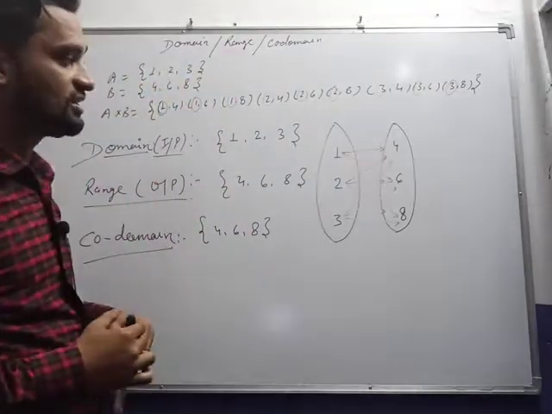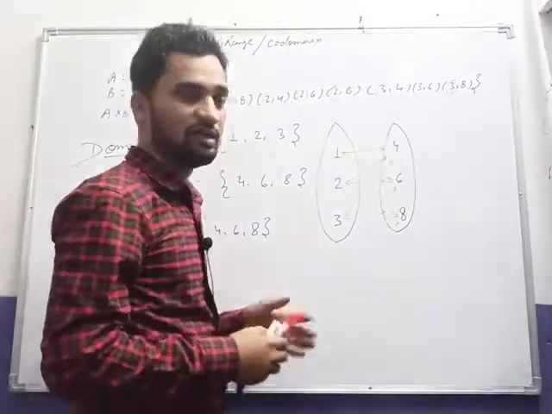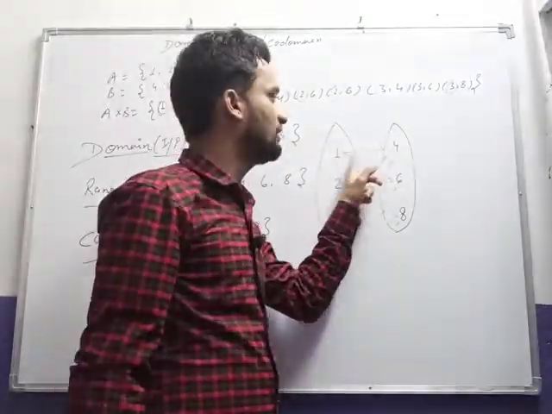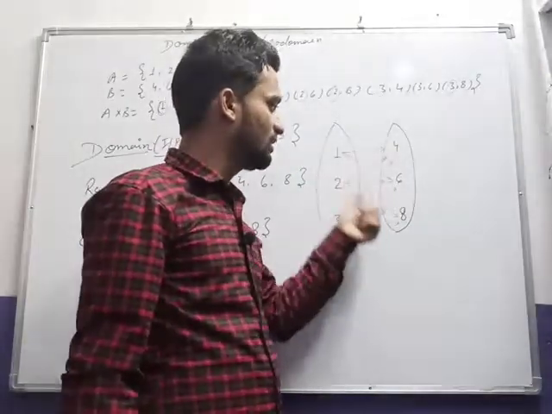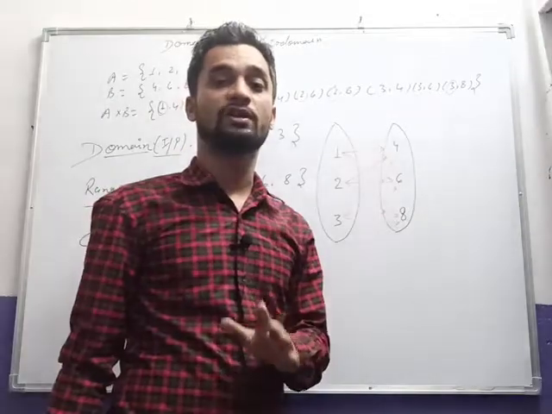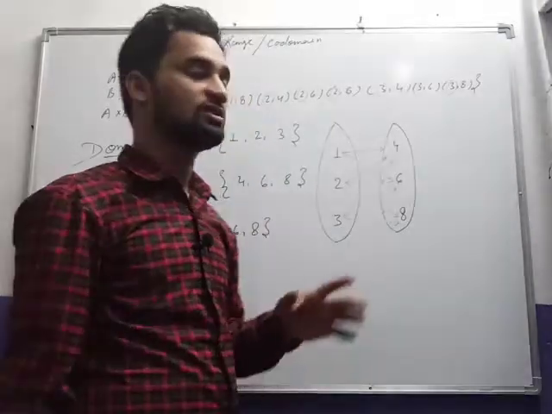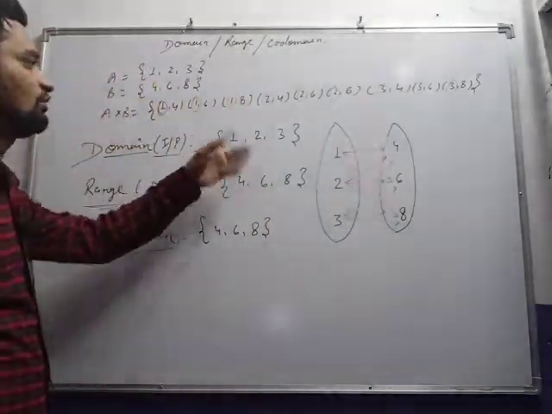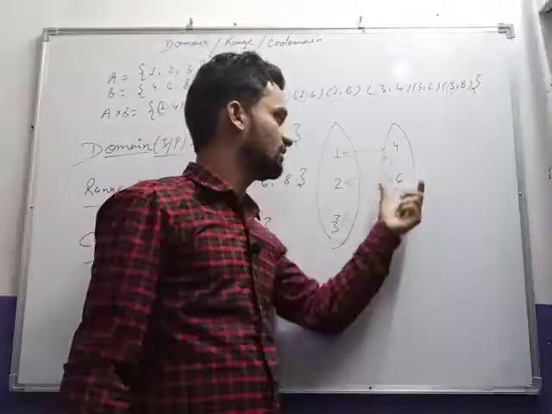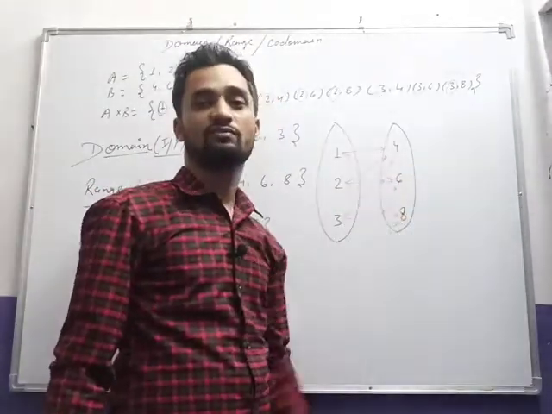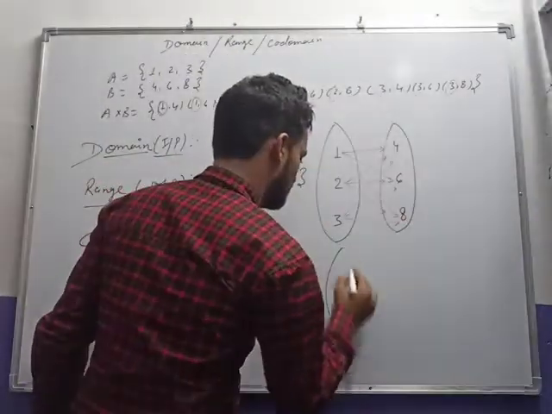So all these first elements are the inputs. We are giving x value 1, then we are getting 4. If we are giving 1, then we are getting 6. If we are giving 1, then we are getting 8. Don't be confused, we are putting in the input values, so this will be the domain. Domain is what? 1, 2, 3, the input. Range is what? This 4, 6, 8. What is range? 4, 6, and 8.